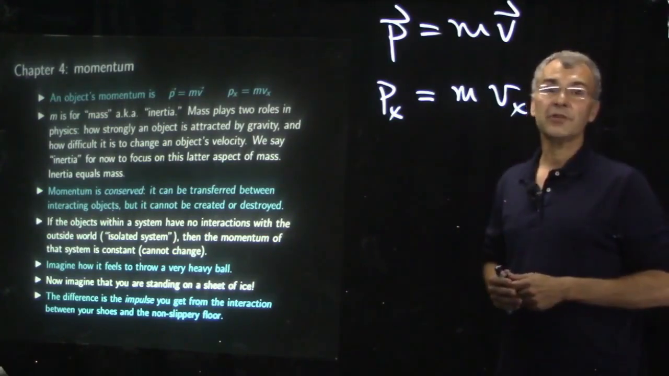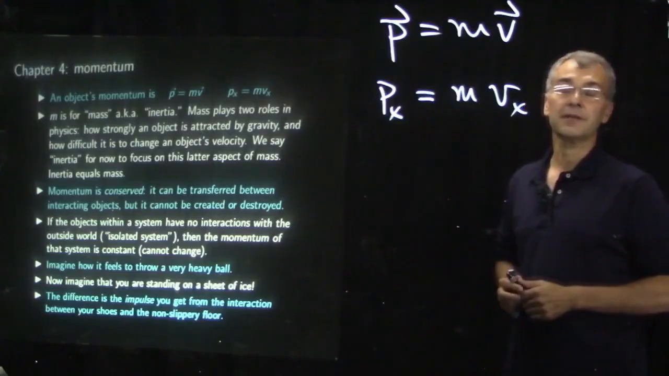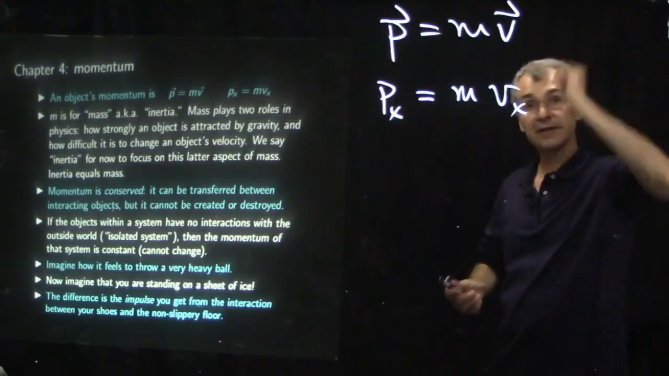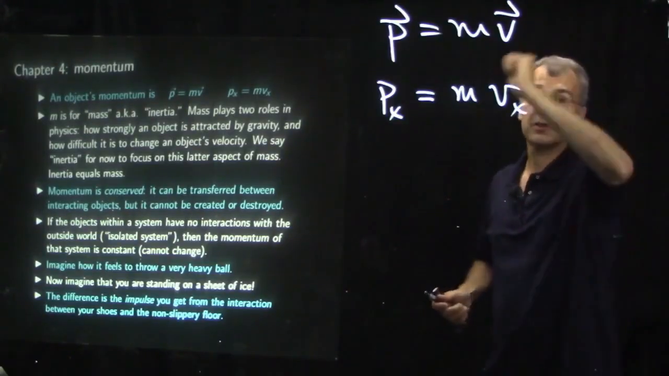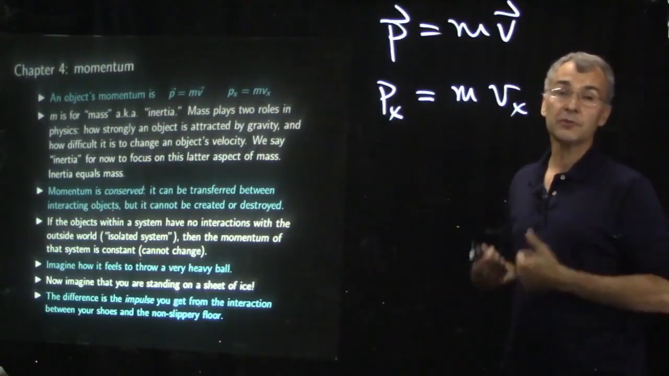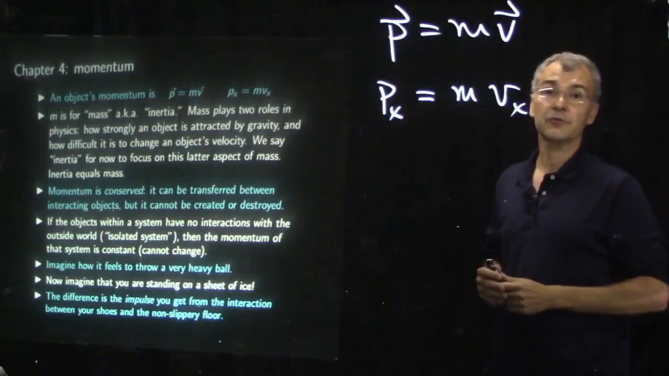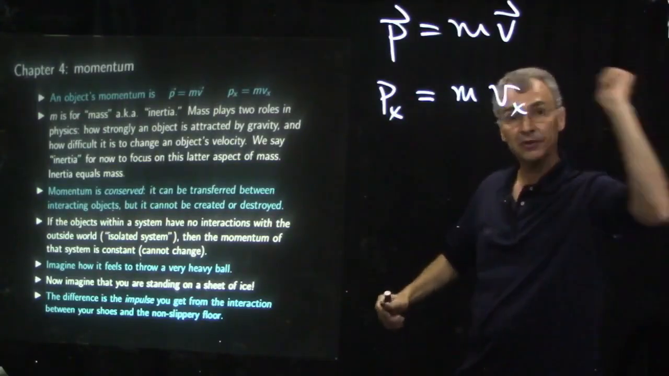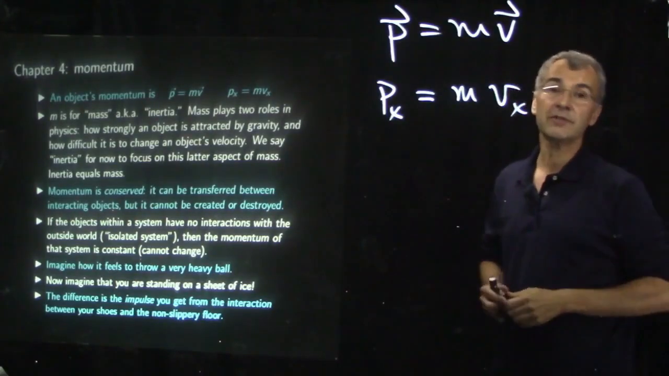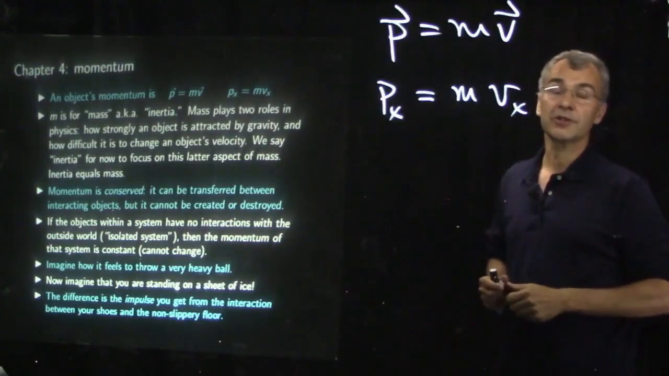So momentum is mass times velocity. Why is that factor of m there? It's because imagine throwing a baseball and then imagine throwing a heavy medicine ball. You know that you will tend to recoil much more from throwing a heavy medicine ball than from throwing a baseball. Somehow it takes you much more effort. You have to push much harder to change the velocity of a heavy medicine ball than you do to change the velocity of a relatively lightweight baseball.